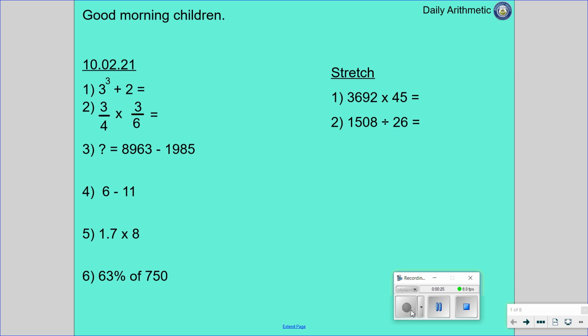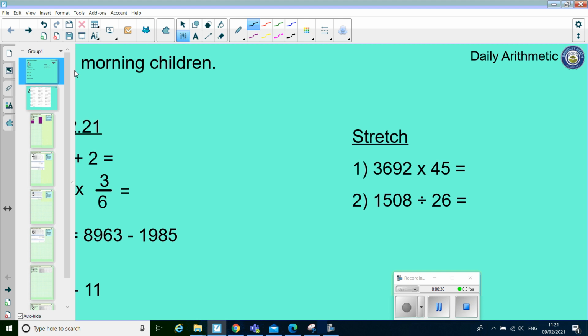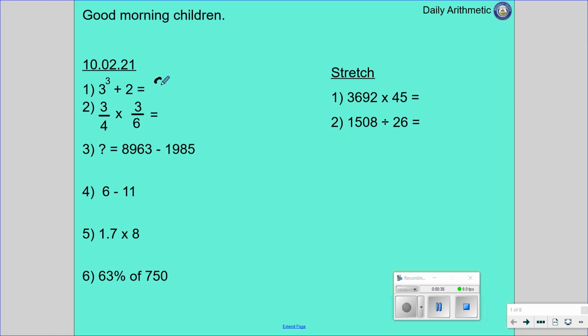Okay then. Question 1, we have got 3 cubed add 2. Just going to get my pen so I can draw on the screen there. So 3 cubed means 3 times 3 times 3. So 3 times 3 is 9, times that by 3 gives me 27. So then I've got 27, add 2, which gives me the answer, 29.